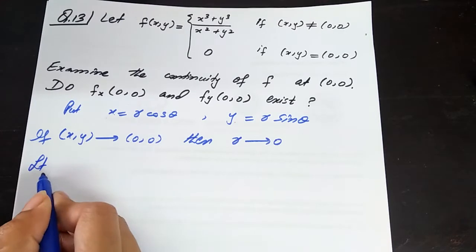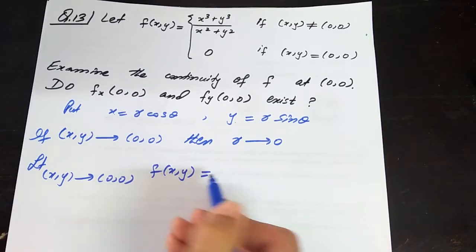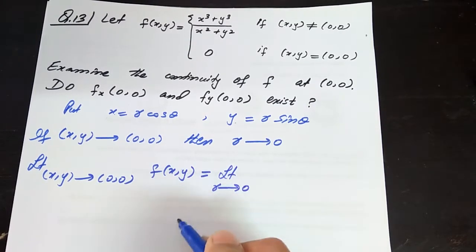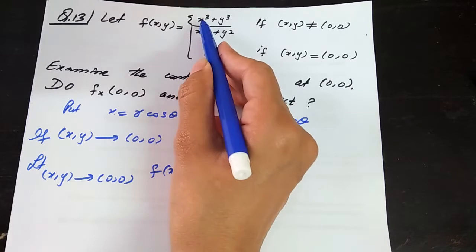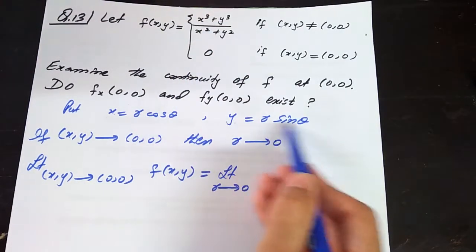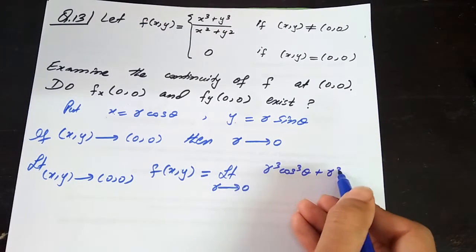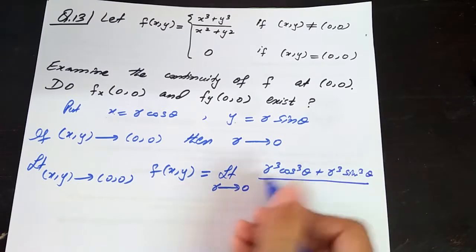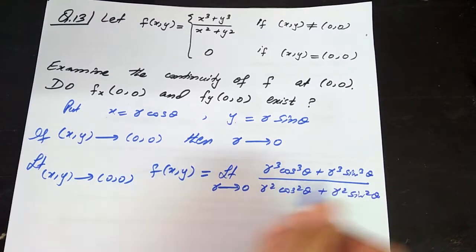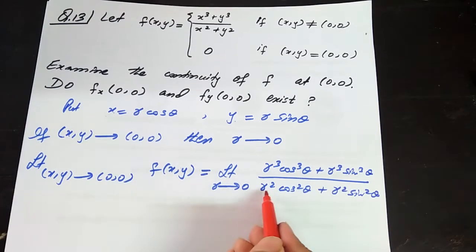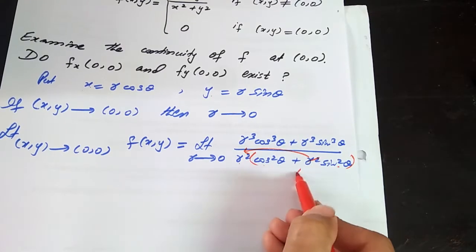So now evaluate the limit. Limit (x,y) approaches (0,0) of f(x,y) will be equal to limit r approaches 0, and now in the function, put in place of x this value and in place of y this value, and I will get r cubed cos cubed theta plus r cubed sin cubed theta divided by r squared cos squared theta plus r squared sin squared theta. Now if I take common r squared from the denominator, this term will be equal to 1.